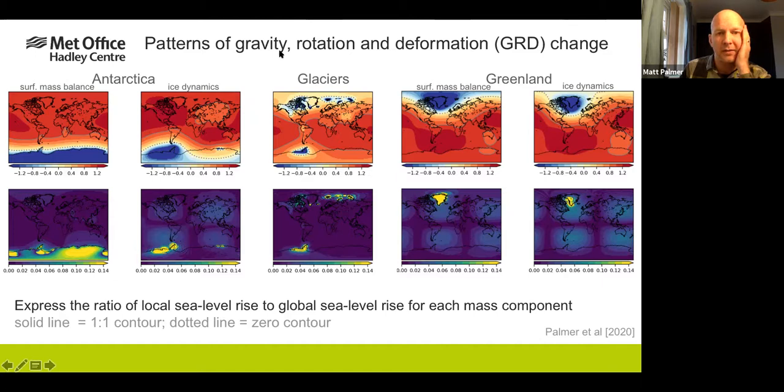these are the combined effects of gravity, rotation, and solid earth deformation associated with surface mass balance and ice dynamics for Antarctica, but they're characterized by a near field sea level fall and a far field rise, and somewhere in between we have a zero crossing where the dotted line is, and then we have the one-to-one line, which is the solid gray.